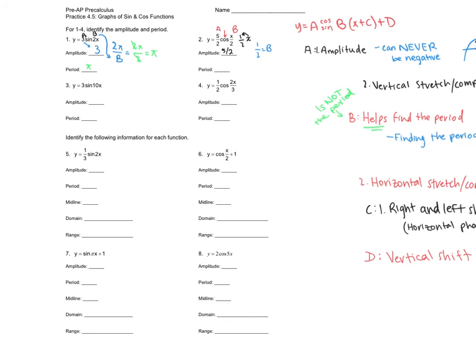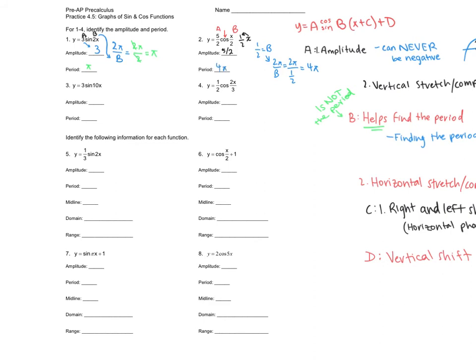So 1/2 is b, so we can just set that into our 2 pi over b equation. We get 2 pi over 1 by 2, and that just becomes 4 pi. So that's just algebra. When you're dividing fractions, you swap them and bring it to the top, and that'll just become 4 pi. So our period is 4 pi.